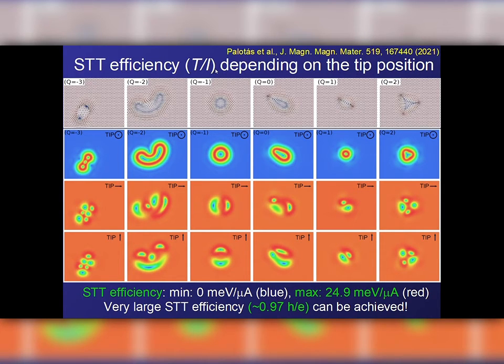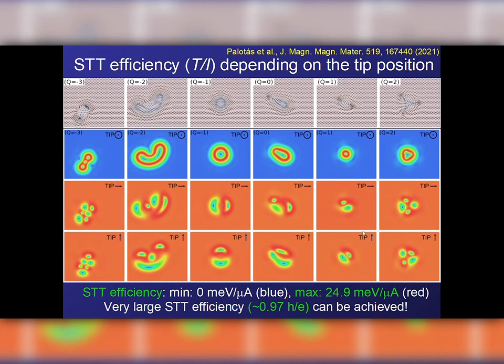And finally, we studied the so-called spin transfer torque efficiency, which is nothing else but the torque divided by the current, depending on the tip position for these 6 skyrmions with the out-of-plane and in-plane magnetized tips. And what we find is that the spin transfer torque efficiency can be very large. Here the blue shows the minimum, which is 0, and the red shows the maximal values, close to 25 millielectron volt per microampere, and this corresponds to close to 1 ħ/e. This is the largest theoretical value that can be achieved.